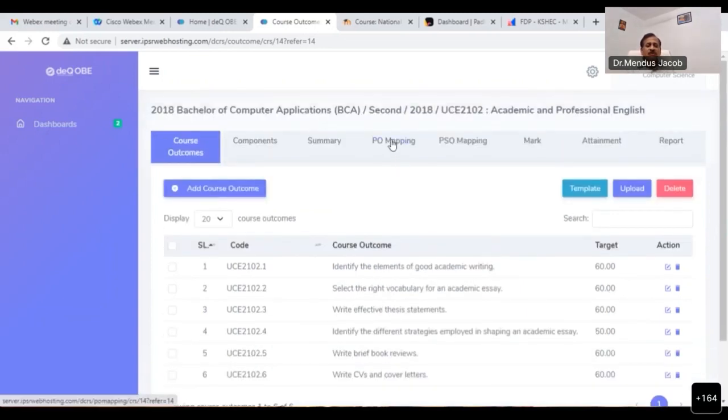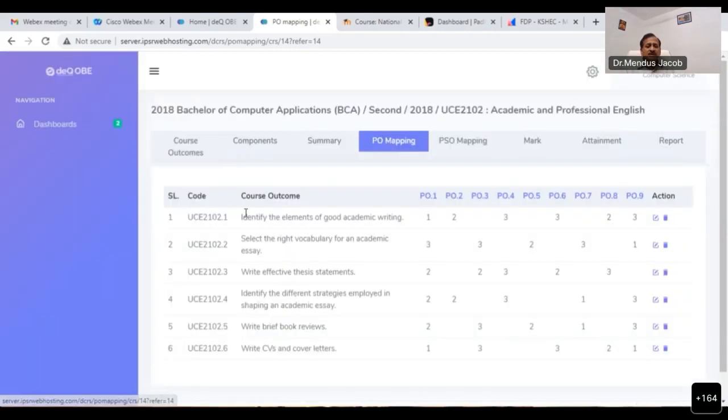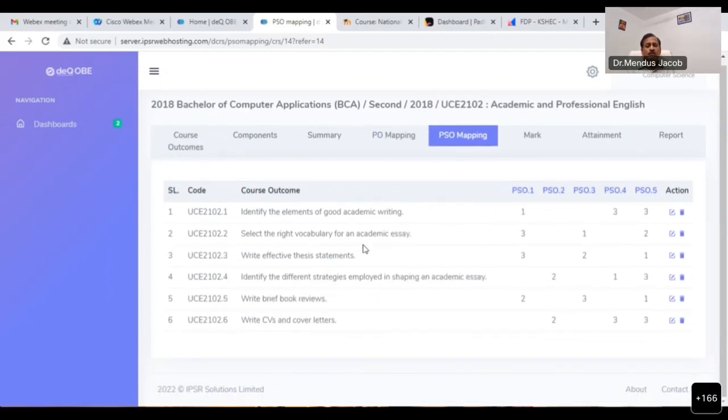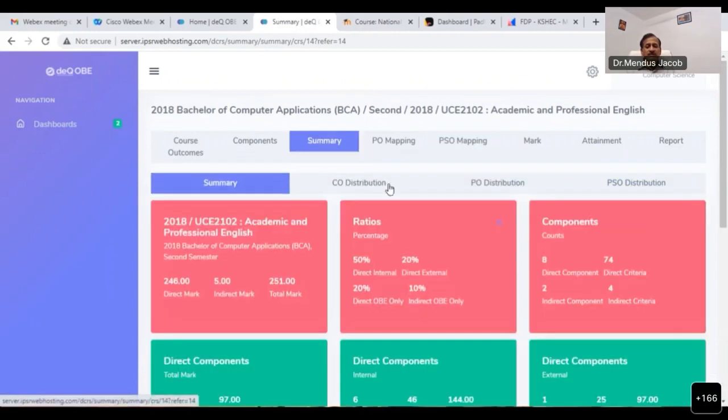After that, you can have the PO mapping or PSO mapping. Each and every course outcome, you can map to different POs or PSOs. The POs are mentioned there. You can map them with the POs and the required mapping strength. The same way we can have the mapping from CO to PSO. After the mapping, you can go through the summary to see whether your mapping is proper or not.